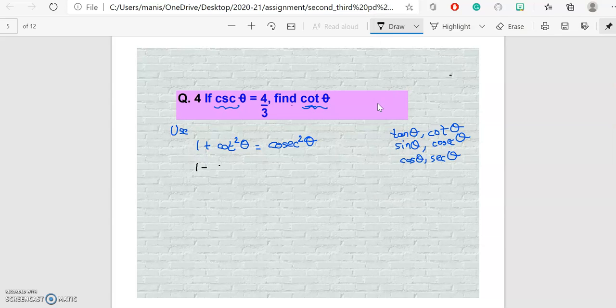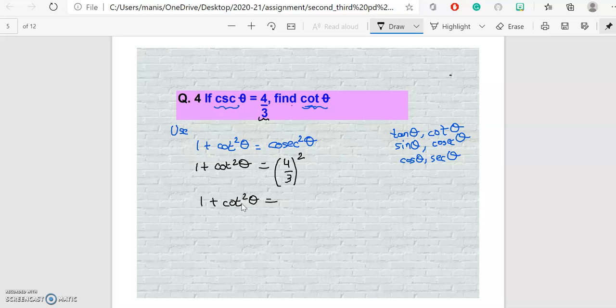Now let's plug in the values over here. Cotangent square theta is equal to, what is the value of cosecant? 4 over 3. But as you see there's a square, I need to put a square over here. So my next step is 1 plus cotangent square theta.